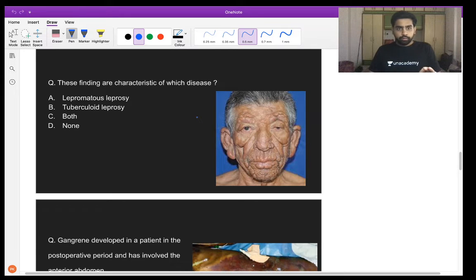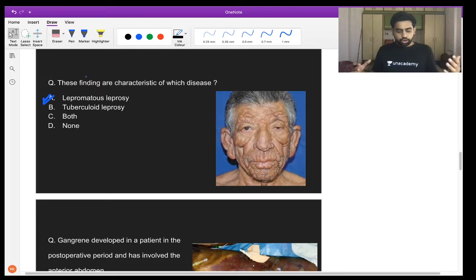Nabrun is saying it is lepromatous leprosy. That's fine, but can you name the facies? What is the characteristic facies in this particular patient? Very good, it is a leonine facies. This image is showing you the leonine facies, and it is a characteristic feature of lepromatous leprosy. I'm very sure you must be aware of the basic difference between lepromatous and tuberculoid leprosy. Tuberculoid leprosy involves more of the nerves, and lepromatous leprosy manifests more as a skin disease.